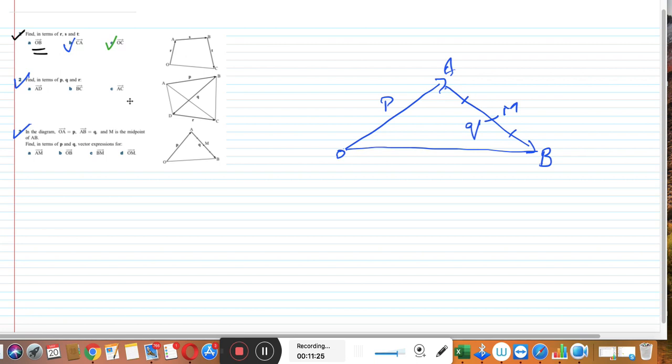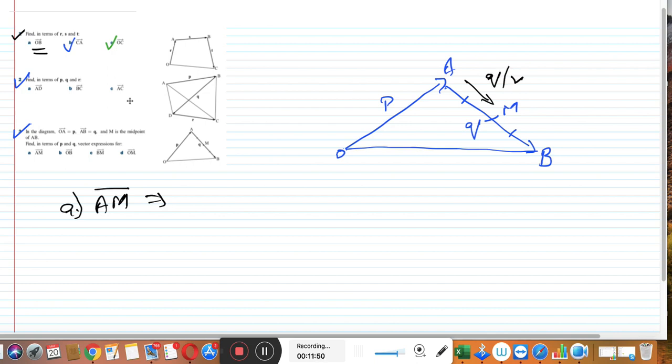Now in terms of P and Q, we have to find the values of, first, the value of part A, which is AM. So how can we solve this part of AM? We can write AM as, this is Q by 2, this is Q by 2, because M is the midpoint and Q is the whole vector. So AM can be written as Q by 2.